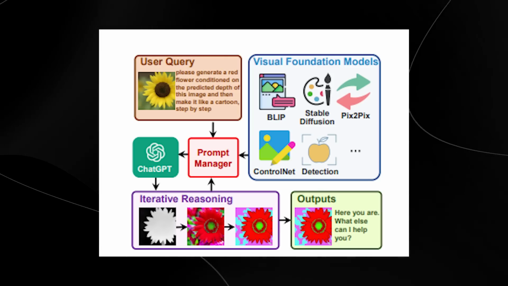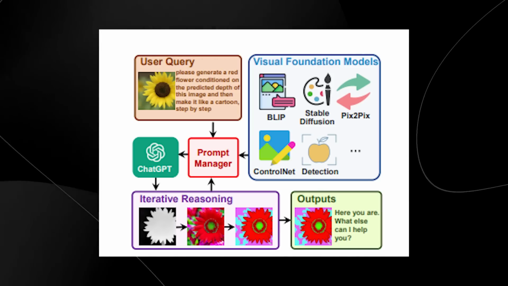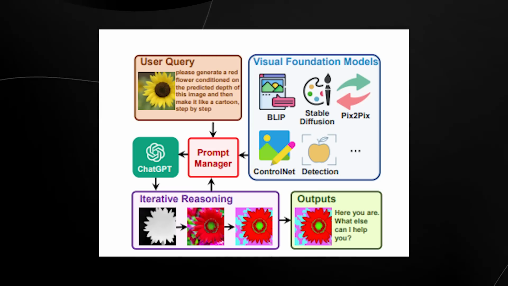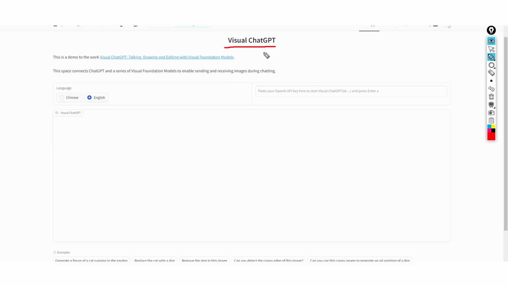So what are some of the examples, and what exactly does this look like, and how does it all work when we're actually using it? So this is VISUAL ChatGPT. You have to understand that this is only a demo, so I'm not sure if this is the full-fledged one, because it does say that this is a demo of the work VISUAL ChatGPT: talking, drawing, and editing with visual foundation models. And of course, there are many examples. All you need to do is paste your OpenAI key here, and I'm going to show you the examples that I've done when using this, because it's actually pretty cool and definitely pretty interesting and gives us a tease of what to expect with GPT-4.